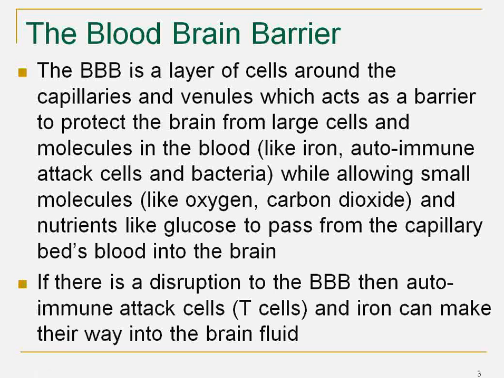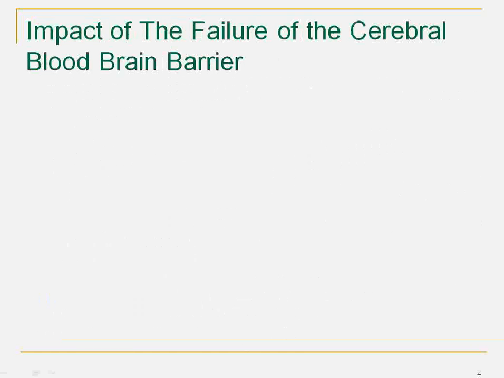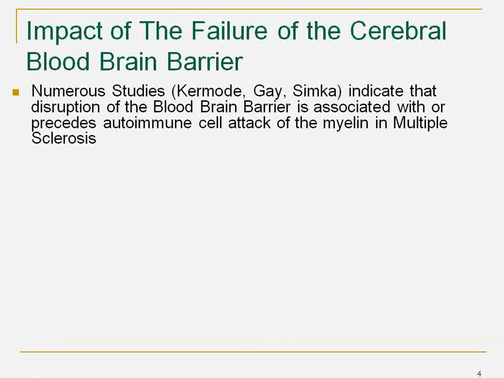If there is a disruption to that blood-brain barrier, then the autoimmune attack cells like T cells and B cells, and also iron, can make their way into the brain. So the impact then of a failure of the blood-brain barrier: a number of studies have indicated that a disruption of that barrier is associated with, or it precedes, the attack by autoimmune cells on myelin in multiple sclerosis.